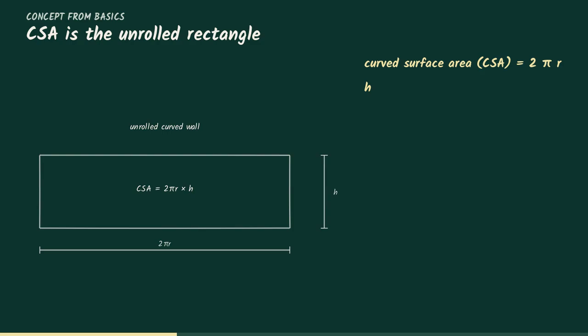Curved surface area, CSA for short, is just that rectangle's area, 2 pi r times h. A label, a pipe's outer wall, or paint on the curve alone all use this.